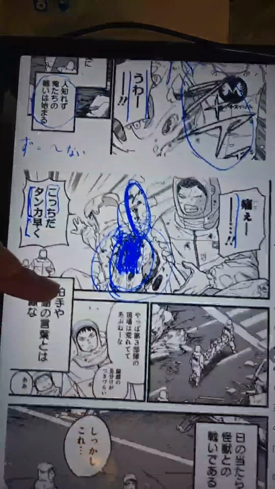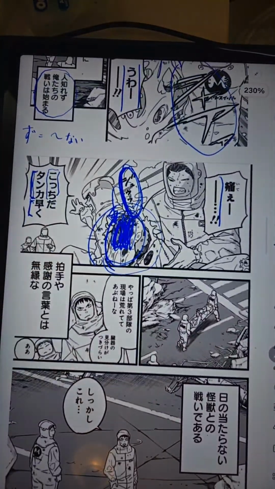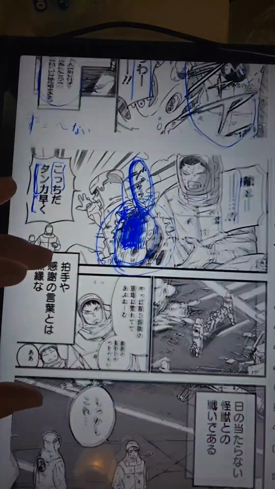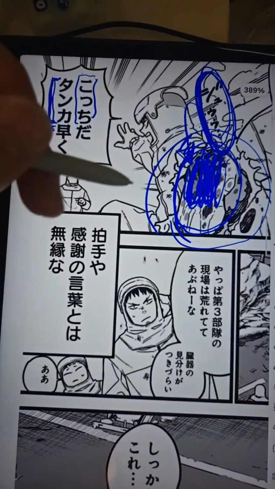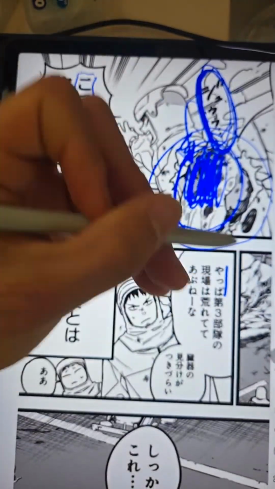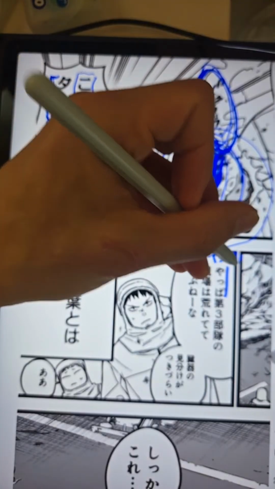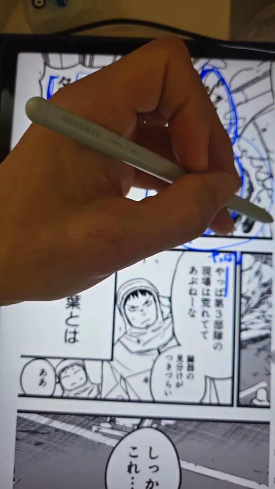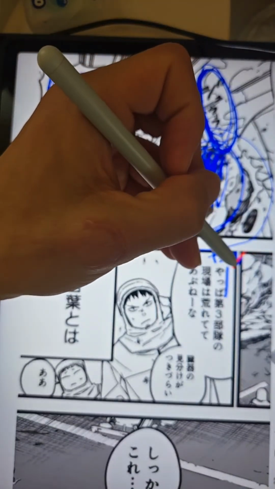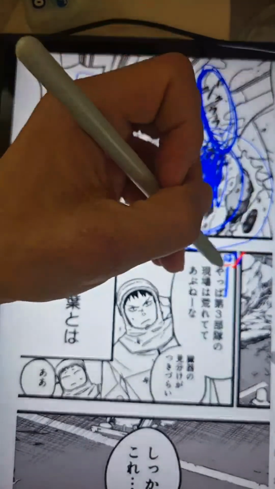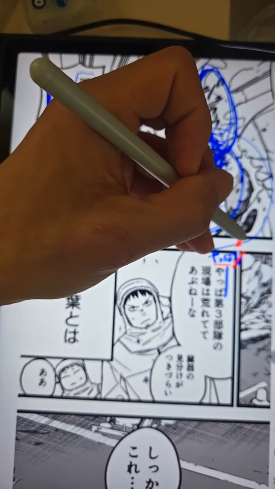Okay. はい。Yappa. This yappa is important. It's good to know. Yappa comes from yappari. Yappari. And many young people take off the ri and just say yappa. Yappari means as expected.